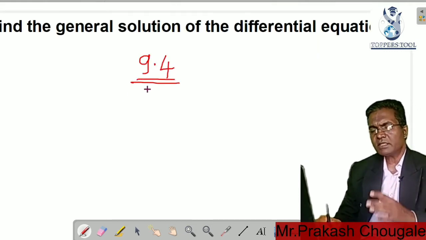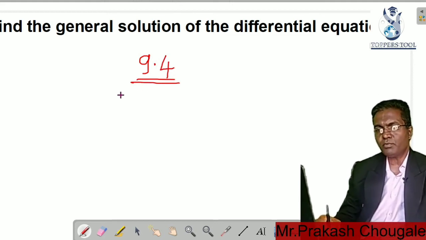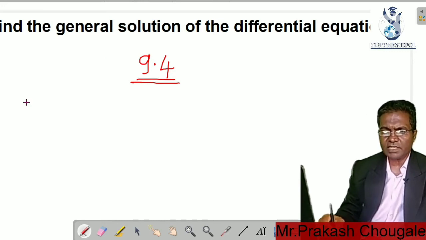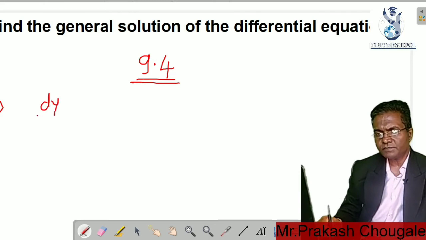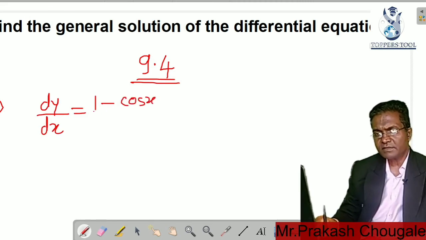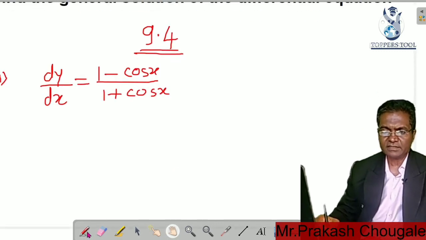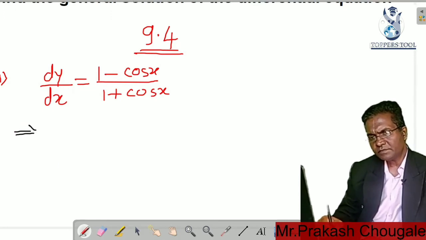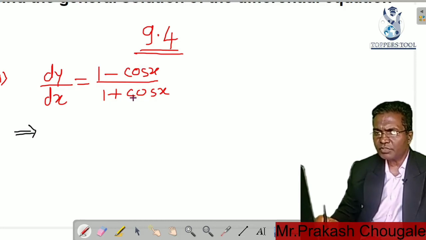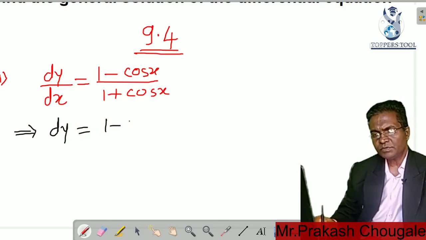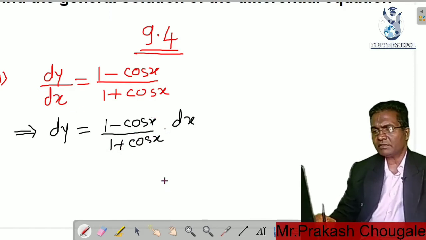Okay, we will be doing some of the examples from exercise 9.4. So find the general solution of the differential equation. Your first differential equation is dy by dx is equals to 1 minus cos x by 1 plus cos x. Okay, now see here this is also a function of x and this is also a function of x. So I only have to write dy is equal to 1 minus cos x by 1 plus cos x into dx this side. Okay, now the variable got separated.